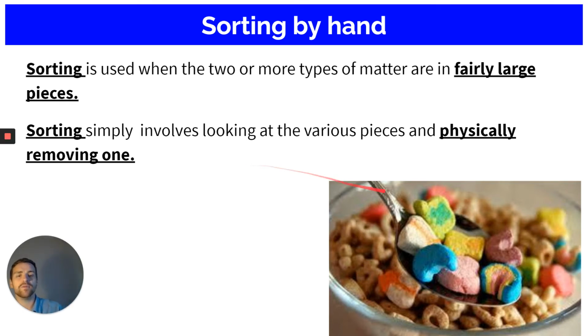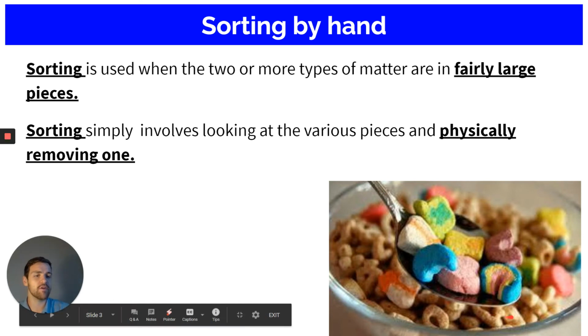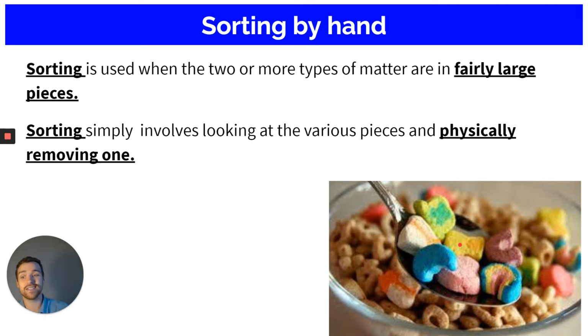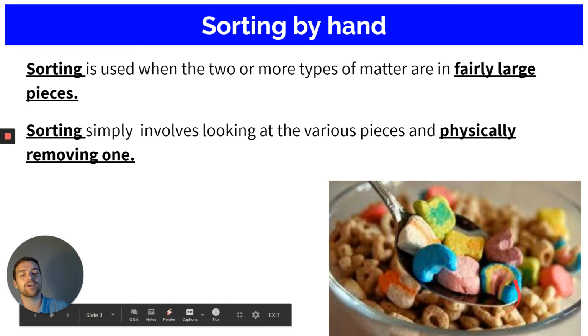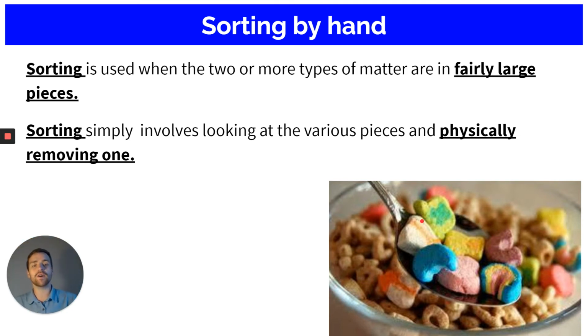So for example, if you look here, here's one of those American cereals that have the marshmallow pieces mixed into them. Now this person has sorted by hand all the marshmallow pieces so that they are no longer mixed in with the rest of the cereal. That's an example of sorting by hand. Sorting by hand is probably the most obvious way of separating mixtures. It's where you just pick out the pieces from a mixture, separate it out, okay?